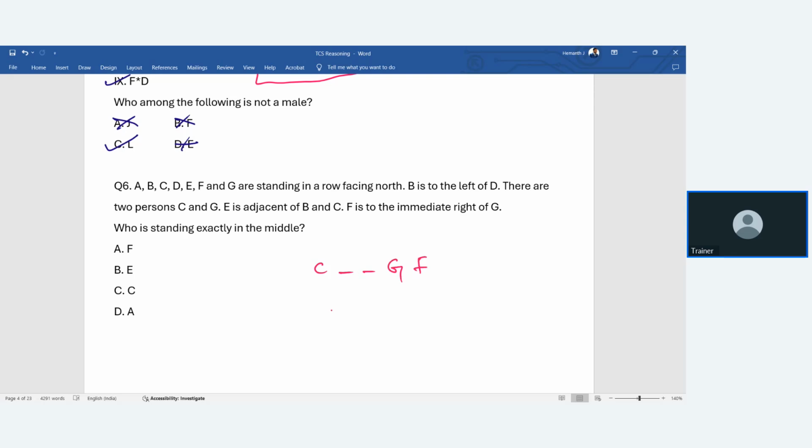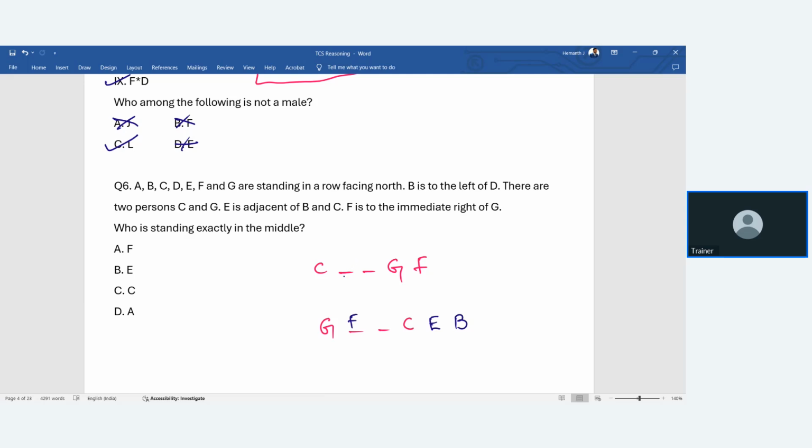Okay, this is one thing. There are 2 persons between C and G. F is to the immediate right of G. This is also one more chance. 2 persons between C and G means both above and below are possible. Next, E is adjacent to B and C. This is one possibility here, and there are more things possible in this one.